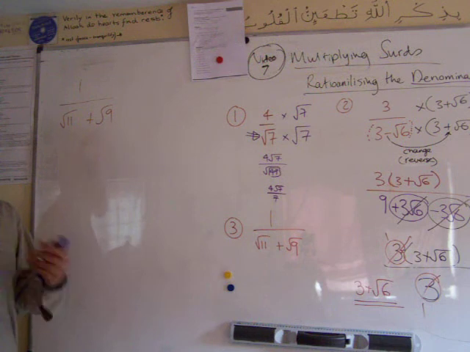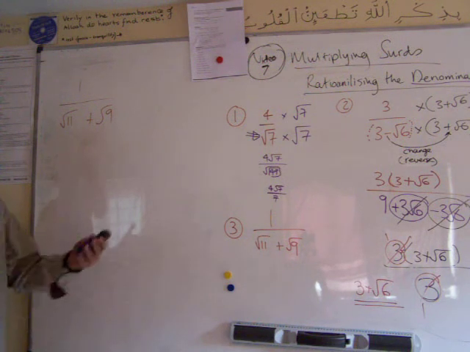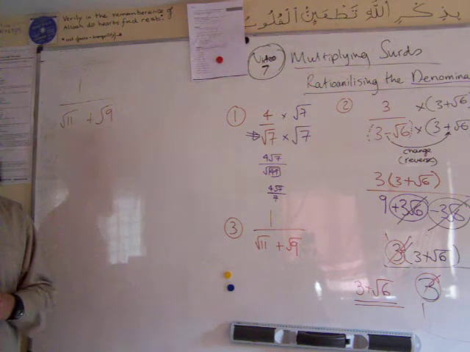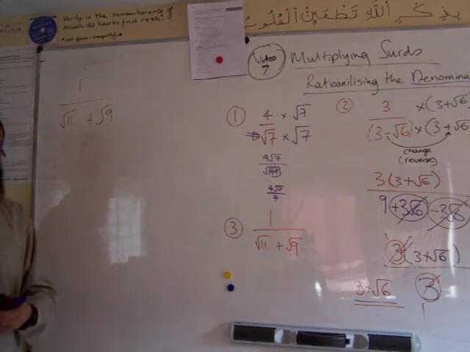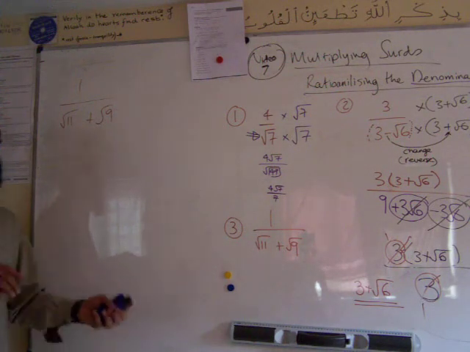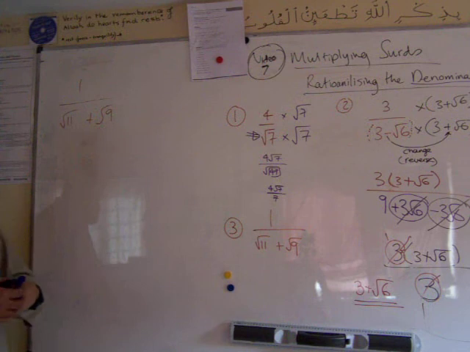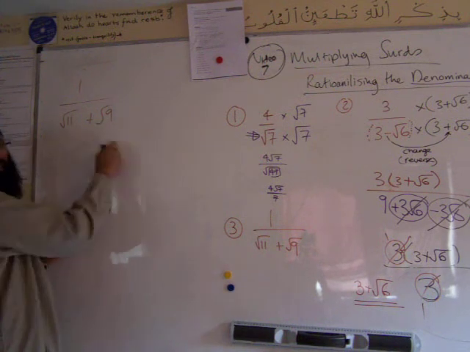Okay, what do we do when you have 2 roots? What do we multiply it by? Does the technique change? No. It stays the same. What is the technique? You multiply the bottom by the bottom by itself.